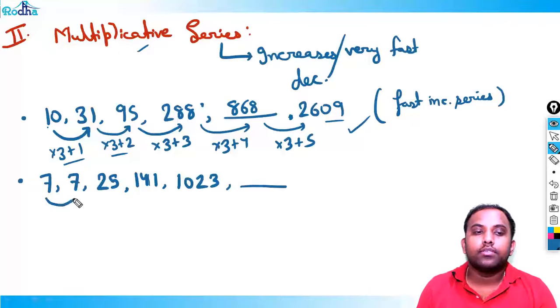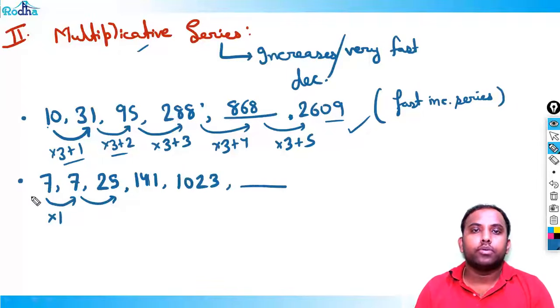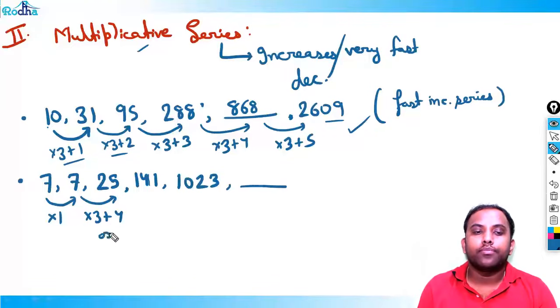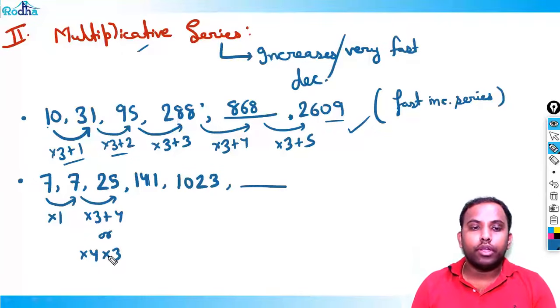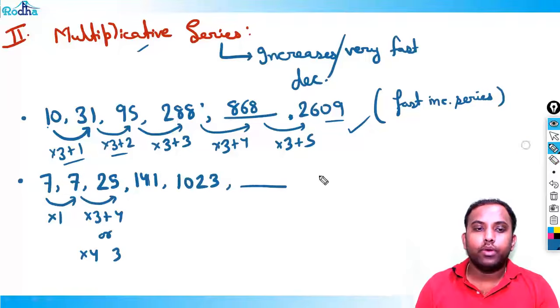From 7 to 7, how should we reach? Just times 1, nothing else. 7 to 25, how should we reach by multiplying? It should be 7 times 3 plus 4 or times 4 minus 3. Both things could be right. We have to see the possibilities. As 7 times 4 is 28 and 28 minus 3 will be 25. It could be both the things here.